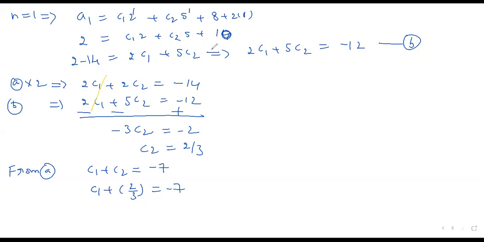Then this 10 comes to this side. It should be 2 minus 10, which means minus 8. Are you okay now? Students, are you okay? Yes, sir. What are 8 twos? 16. Are you okay?